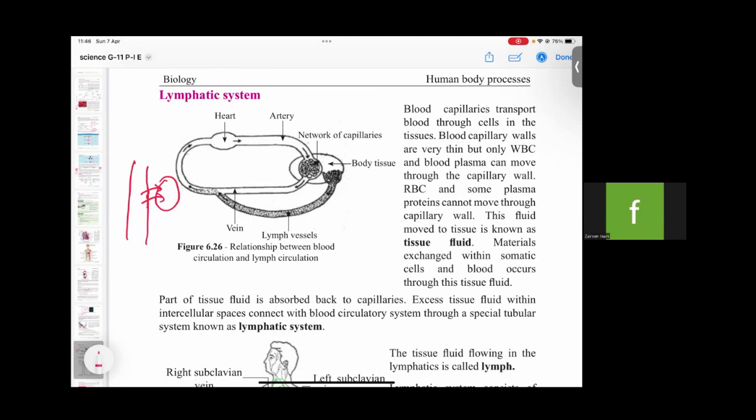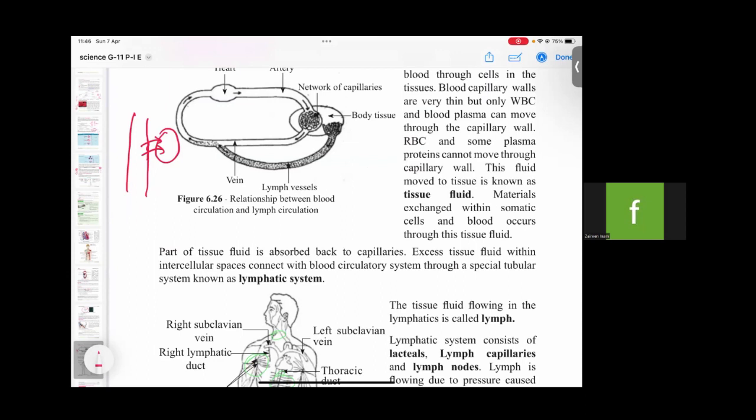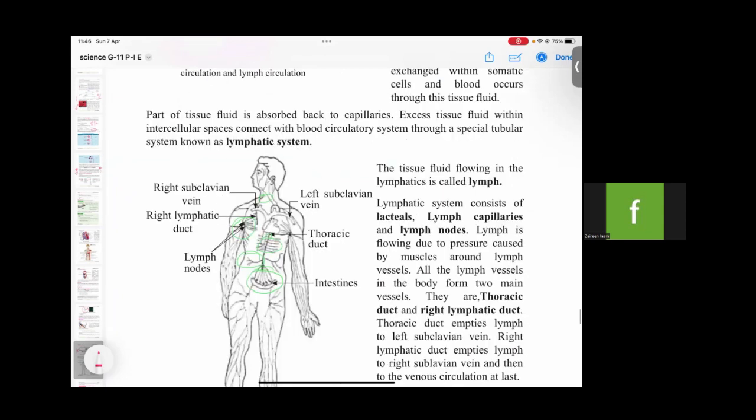Part of the tissue fluid will be absorbed back into the capillaries, and the excess tissue fluid will be there in the intercellular spaces. They will connect to the blood circulatory system using a tubular system, which is called the lymphatic system. Here you have the right subclavian vein, where the right lymphatic duct drains into it. And then you have the left subclavian vein, related to the blood circulatory system, where the thoracic duct drains.